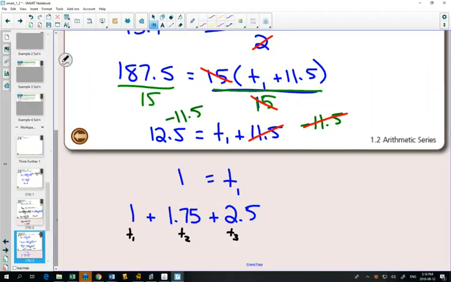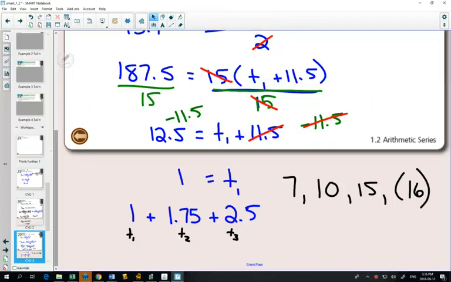Okay, questions for homework are 7, 10, and 15. And if you want to challenge yourself, please try number 16.